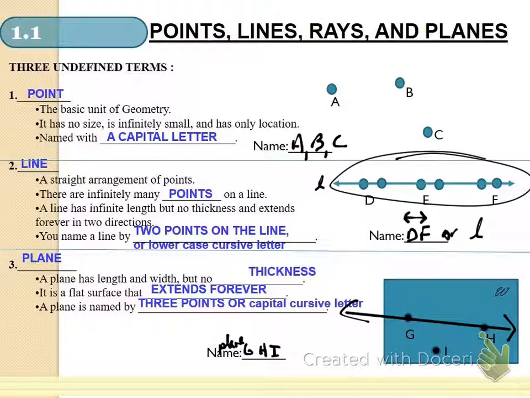Or, kind of like a line, we can use a single cursive letter to name this plane. When we do that, we use an uppercase, a capital cursive letter. So this could be plane GHI or W, capital W, and call it plane W. Okay? Those are our building blocks. Those are our undefined terms which we will use to build the rest of our geometric figures.